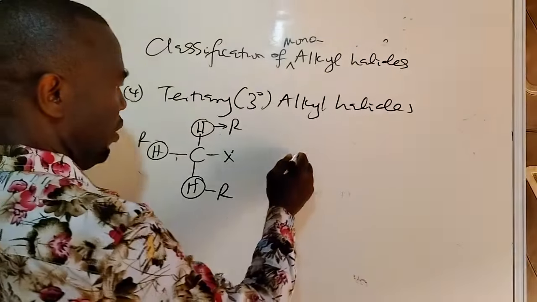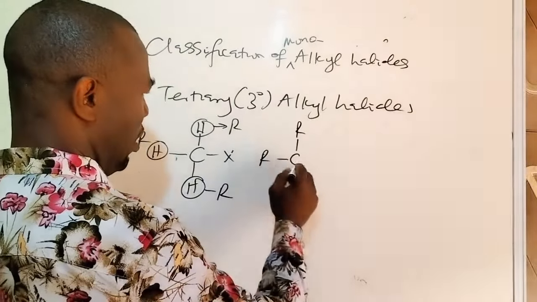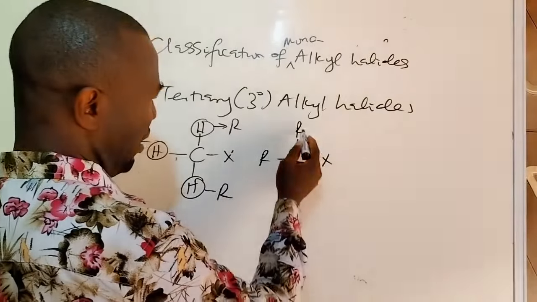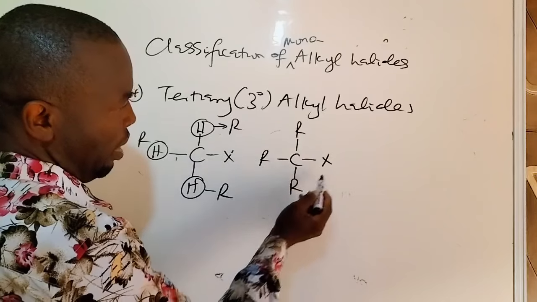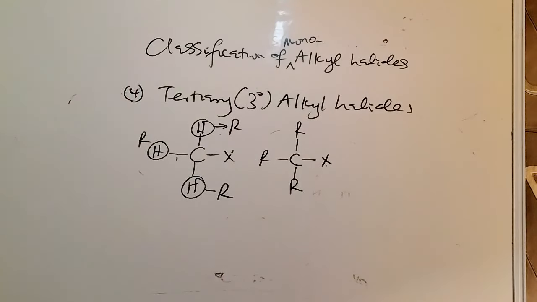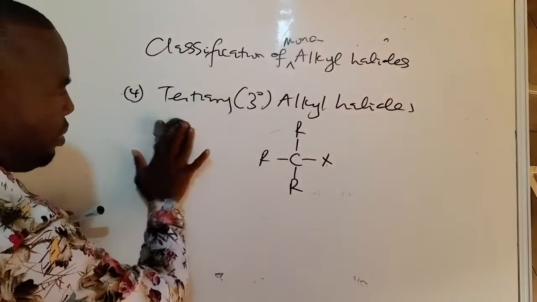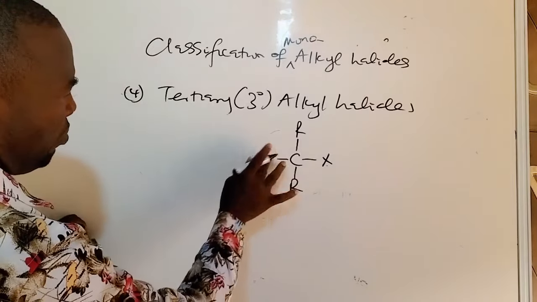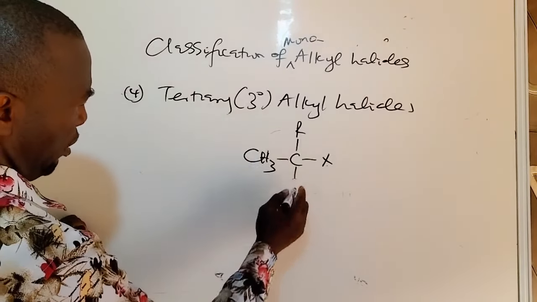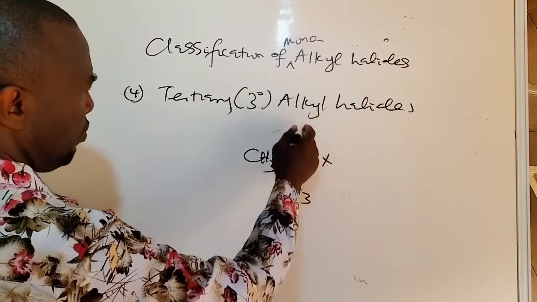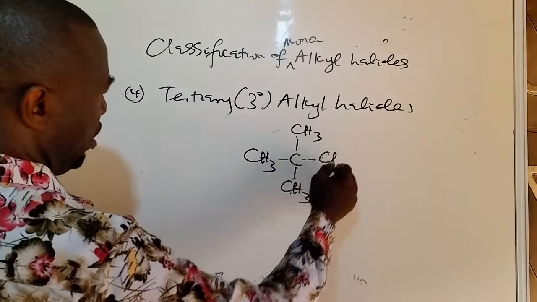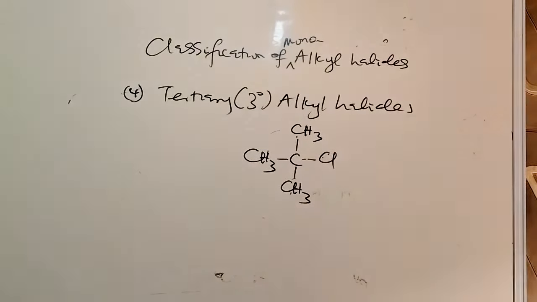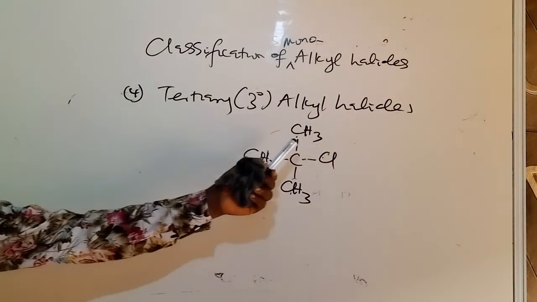So for example, I have the full structure R. That means in tertiary alkyl halide, there is no hydrogen bonded directly to the carbon. They're all alkyl groups, 3 of them, and then 1 halogen. We now call that tertiary or 3rd-degree alkyl halide. So let's take an example of a tertiary alkyl halide and see what it looks like. Let's replace the alkyl groups with methyl group, CH3, and then this place with chlorine. So this is a tertiary or 3rd-degree alkyl halide.